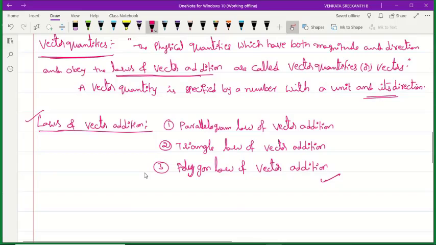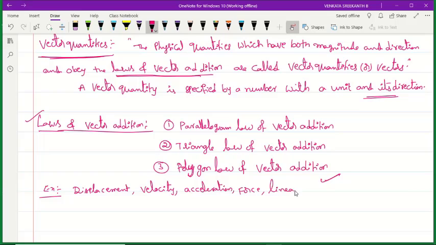Next, examples of vector quantities: displacement, velocity, acceleration, force, linear momentum, etc. All these are vector quantities.